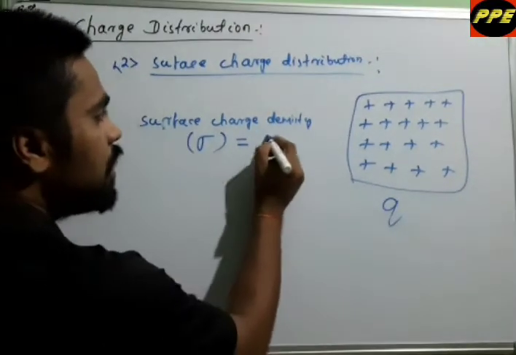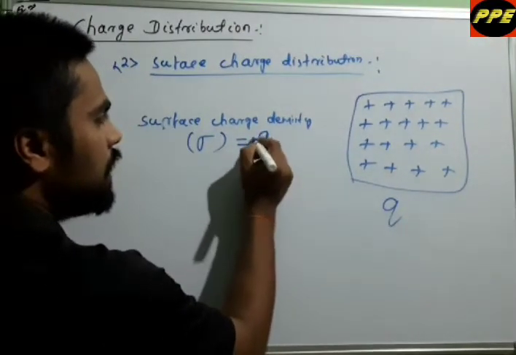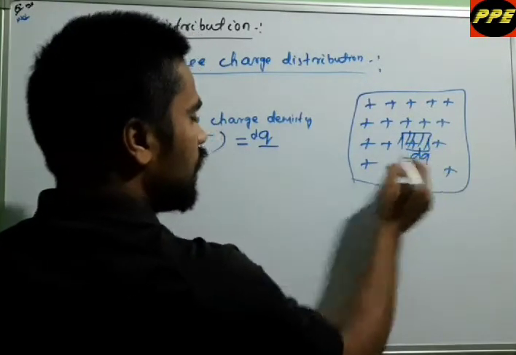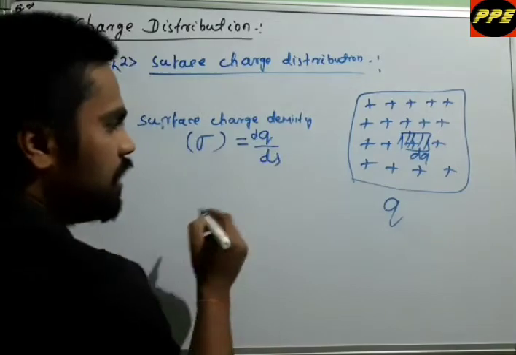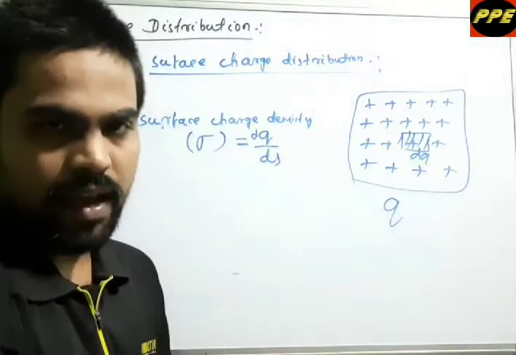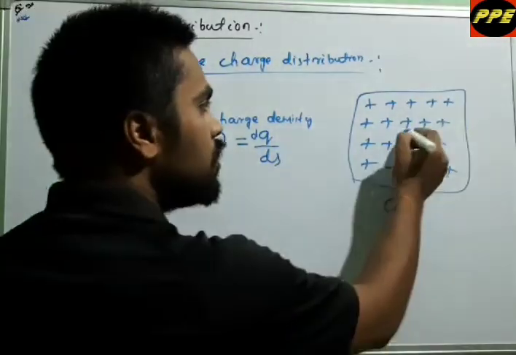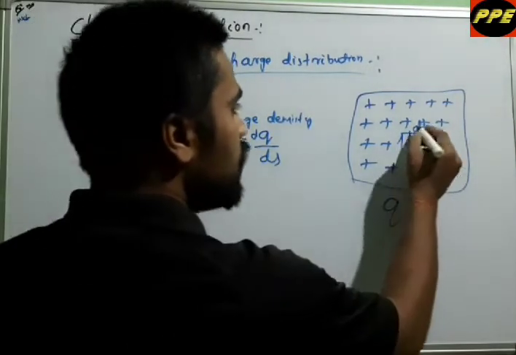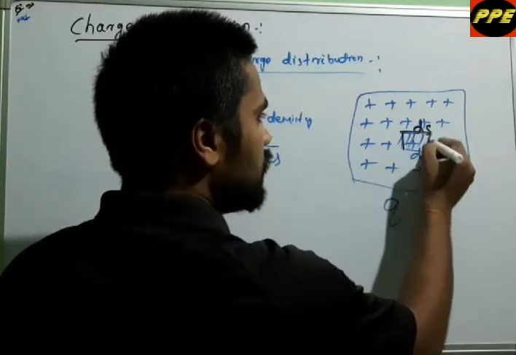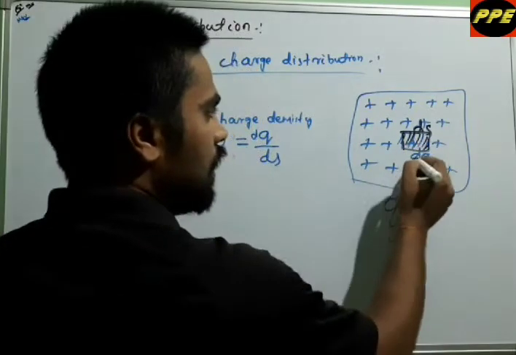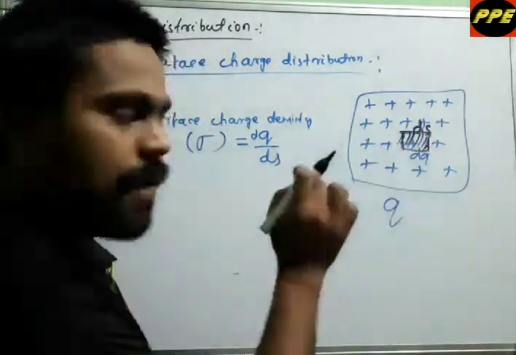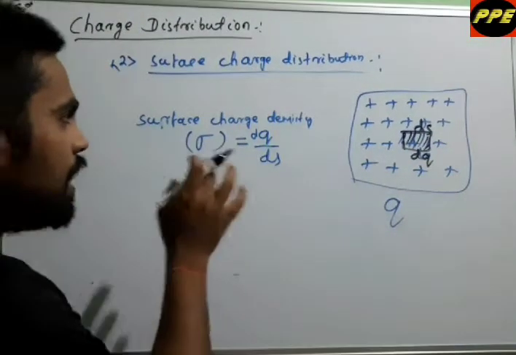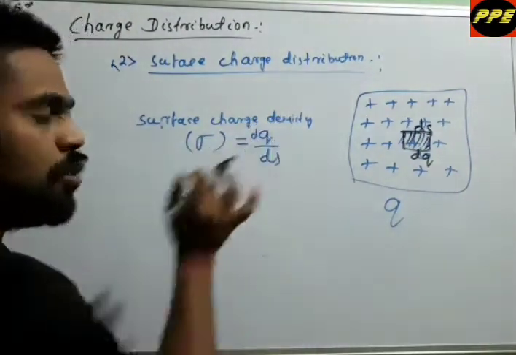That is, its value is q divided by s, or dq by ds. I am taking a small amount of charge, that is dq. So dq divided by ds. Here ds is a small surface area. I am taking a small surface area ds. This is ds I am taking. In this small surface area there is charge dq. Then I can find surface charge density is equal to dq by ds.